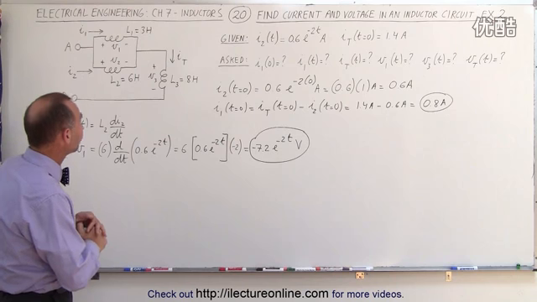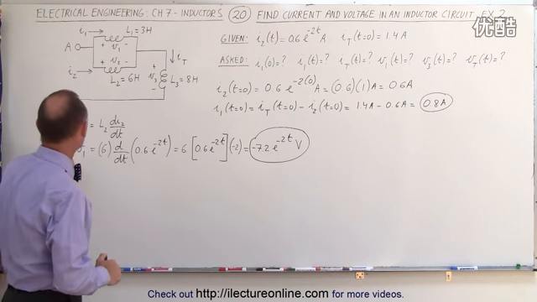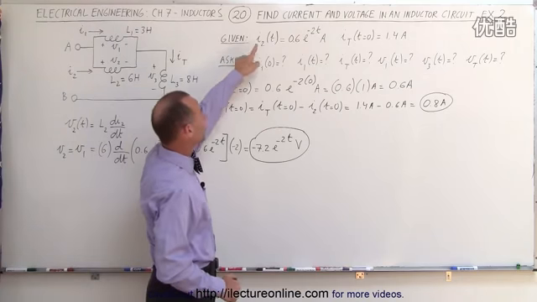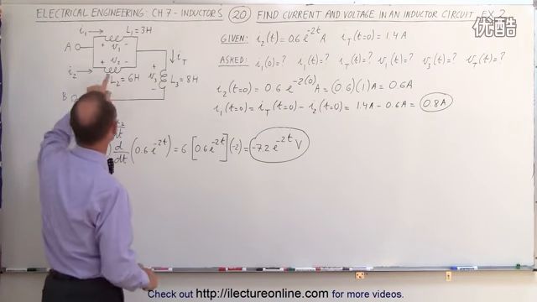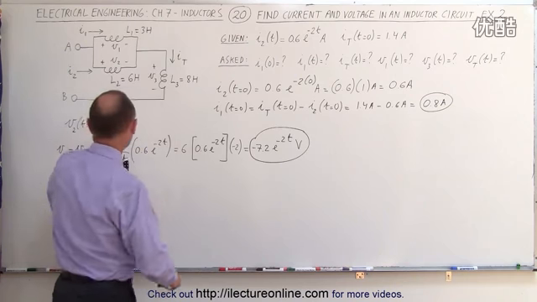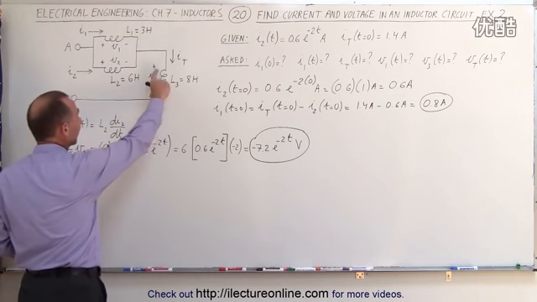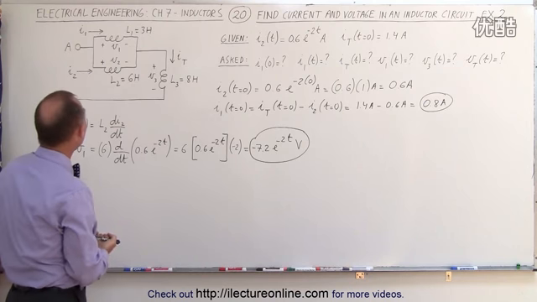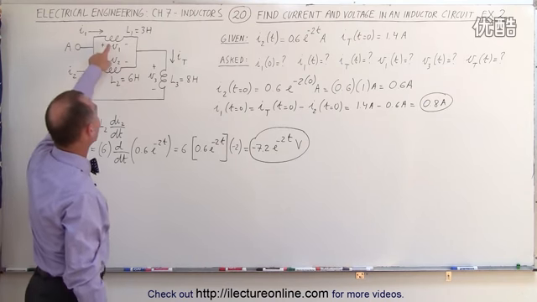Strategy is as follows. We now know voltage across both of these inductors. We know the current through the second inductor, but we don't know yet the current through the first inductor. And of course, the two currents combined will be the current through this inductor. And now once we know the current through this inductor, we can find the voltage across that inductor. So the next thing we need to do is find the current through inductor 1.